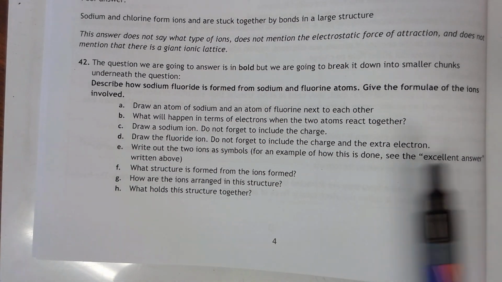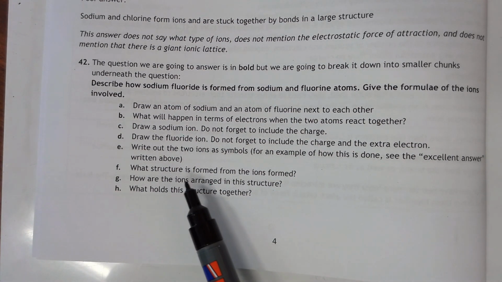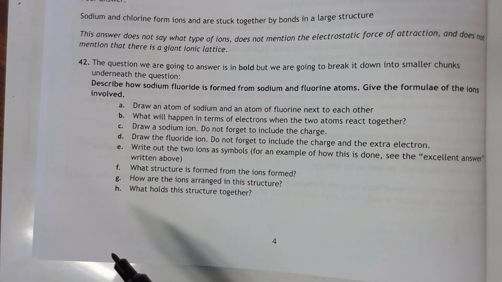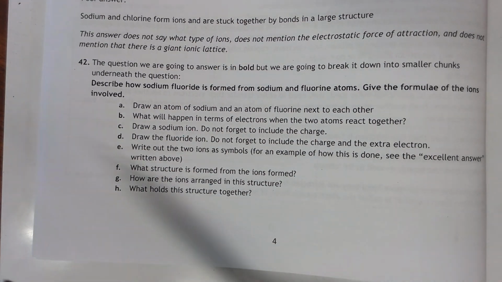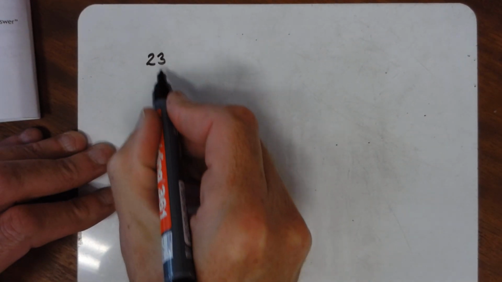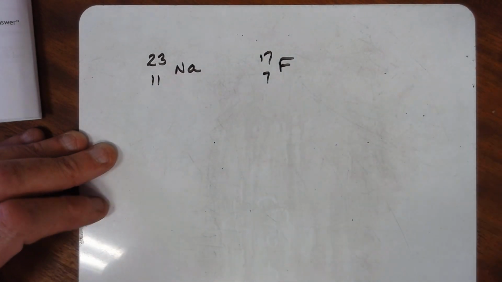Okay, so we've got an extra clue there. Write out the two ions as symbols. What structure is formed from the ions formed? How are the ions arranged? And what holds this structure together? Okay, there's our template. I'll refer to the template as I'm going through this. So our question is about sodium fluoride, and we're given a clue that we're going to need some sodium atoms and some fluorine atoms. So again, turning to our periodic table, we see this sodium and we see this fluorine.